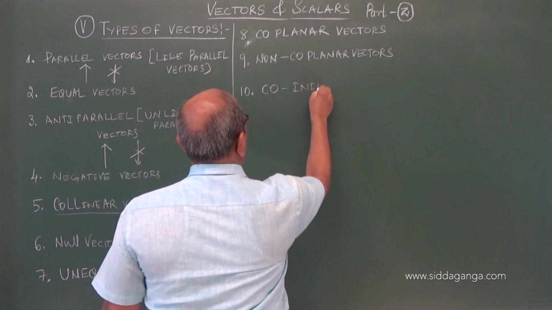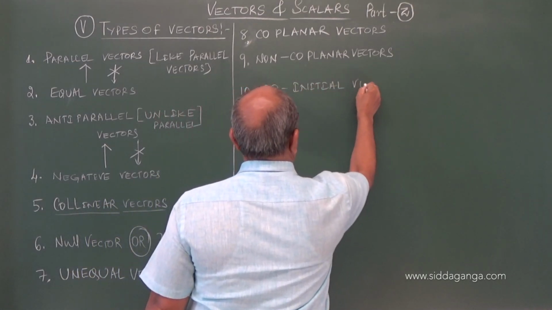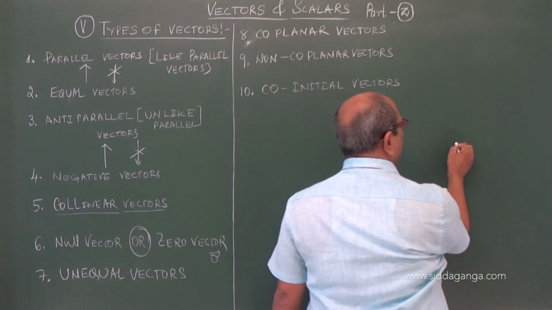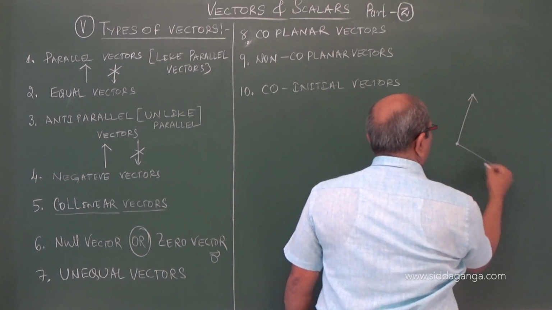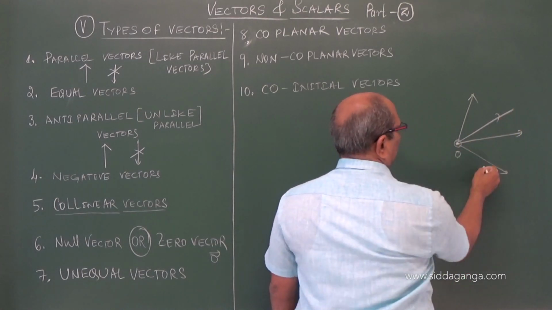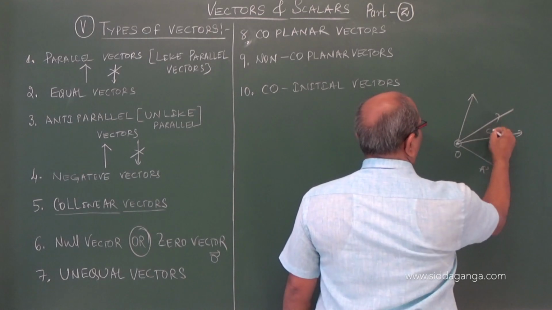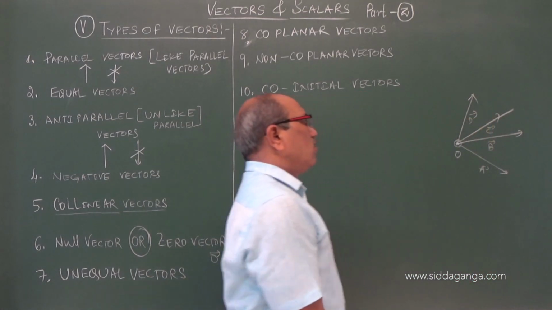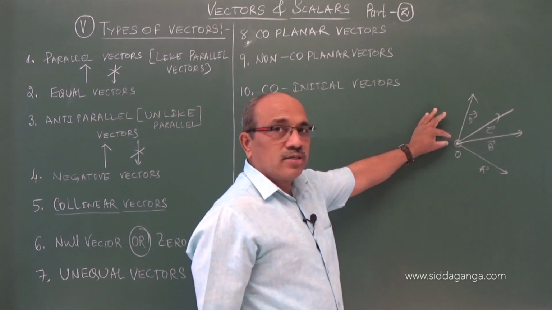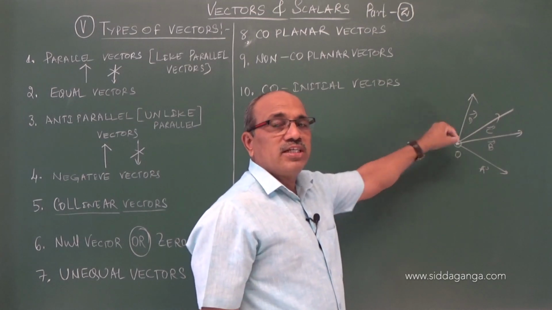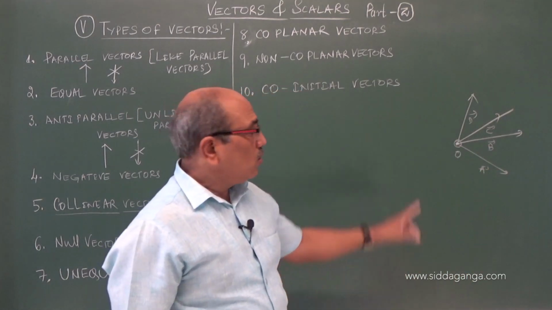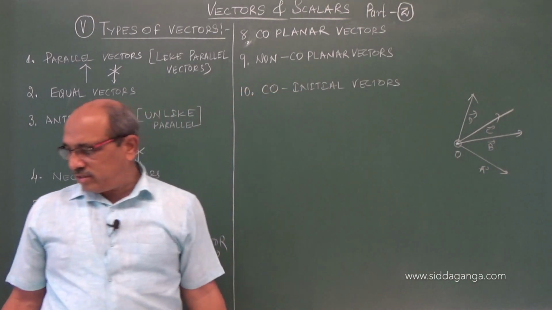Co-initial vectors. That means a common initial point. The vectors act from a common point. Vector A, vector B, vector C, vector D: if you look, all these vectors start from the common point O. We call all these vectors co-initial vectors, starting from the common point. I think you followed. Co-initial vectors. Let's come to the other.